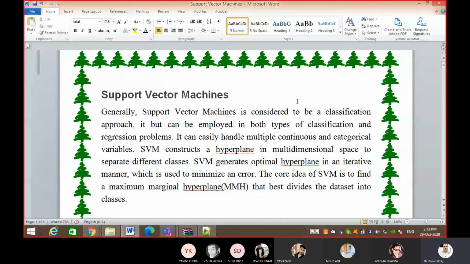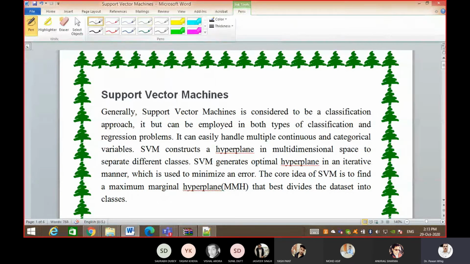Today we are going to do a very important algorithm, support vector machine, also commonly known as SVM. First of all, we will see what SVM is, its theoretical concept. Then, as we did in the earlier classes, we will perform one practical on the basis of SVM.